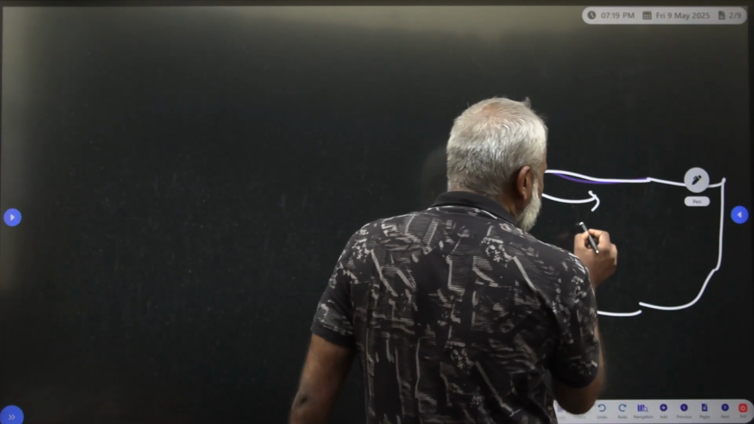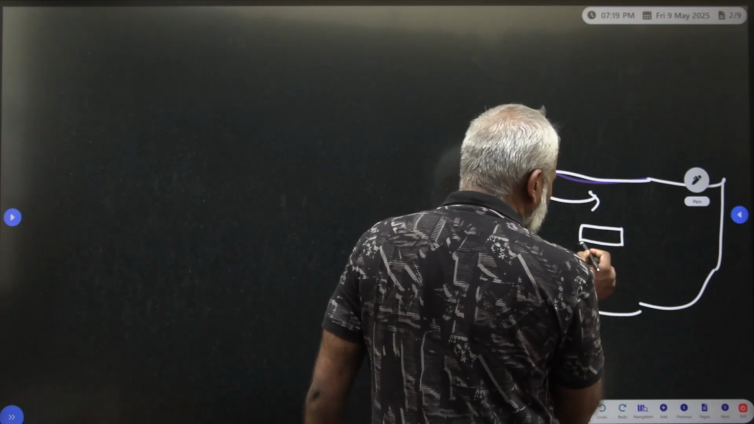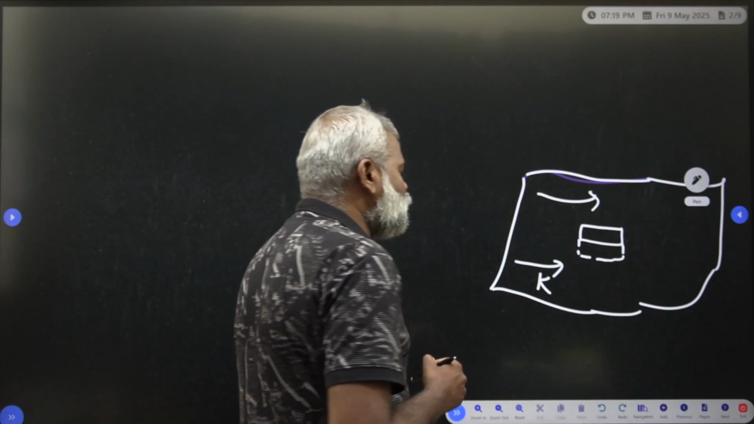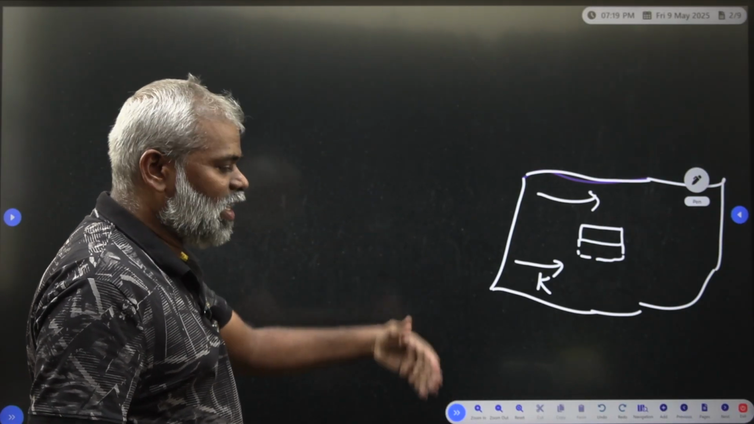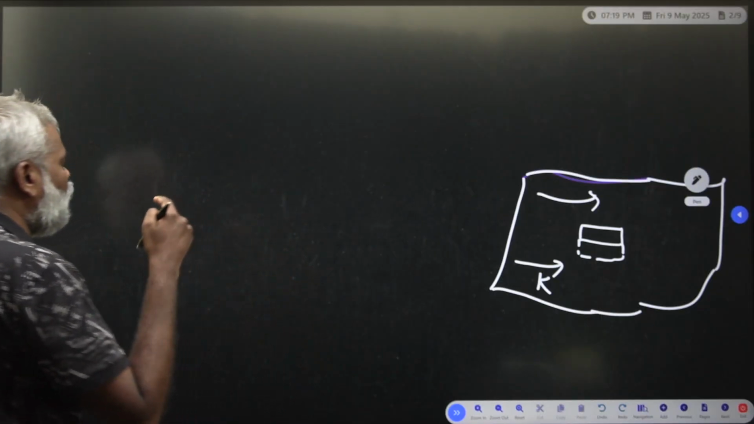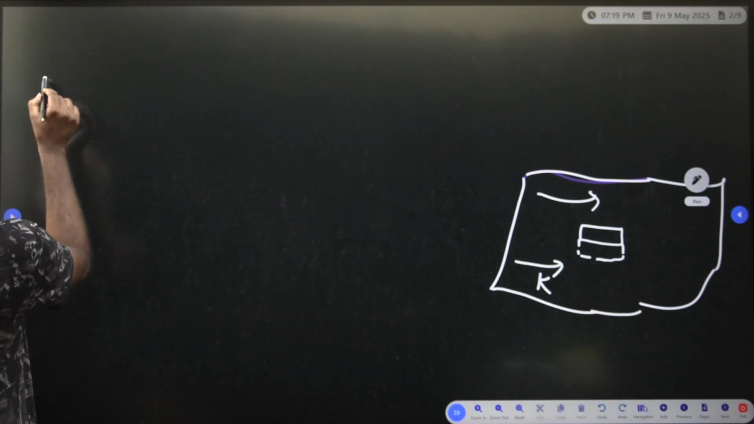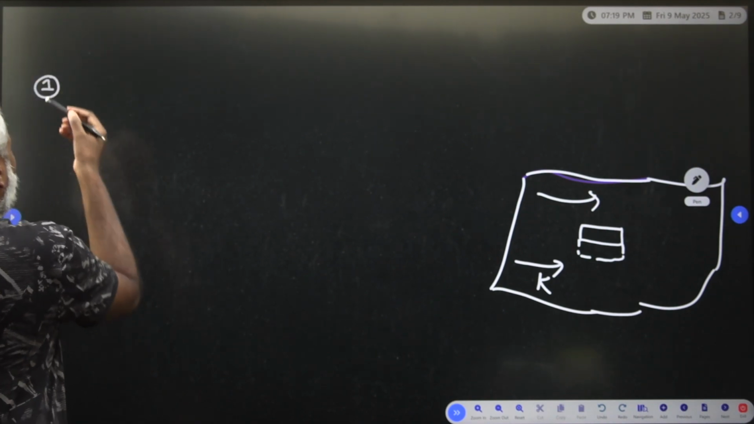Here you have to construct a Gaussian pillbox, above the surface and below the surface. Based on this surface current density, there are four magnetostatic boundary conditions. So, first boundary condition: what is it?